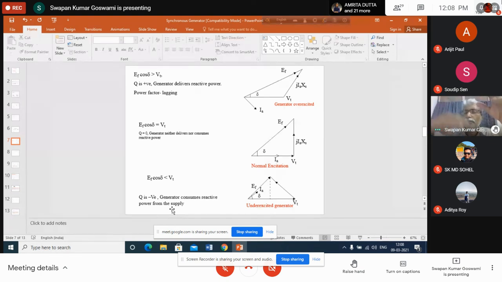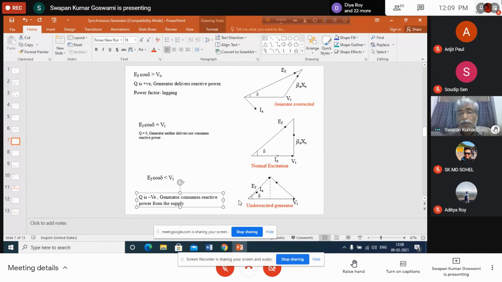The generator will be consuming. That means with respect to the reactive power, the generator will be behaving as a load. But with respect to the active power, it is delivering it. It is a generator with respect to active power. With respect to reactive power, it is behaving as a load. Okay? Am I clear?